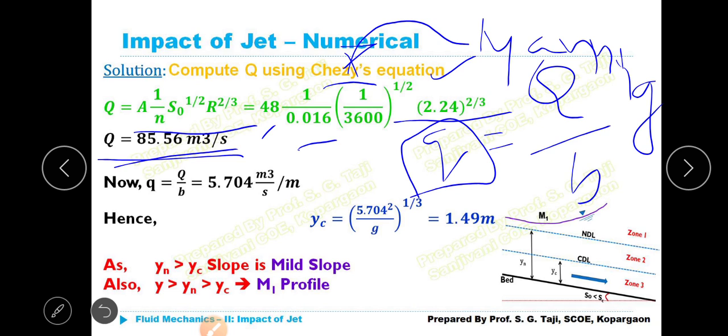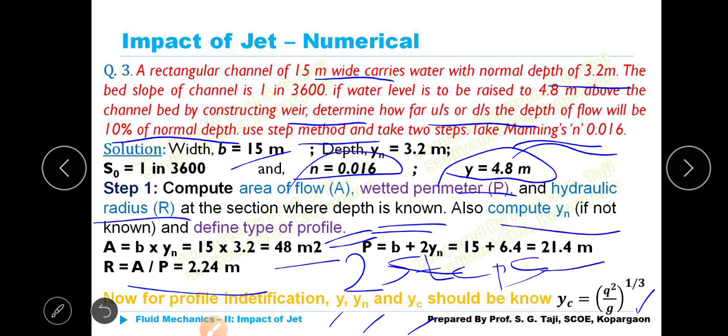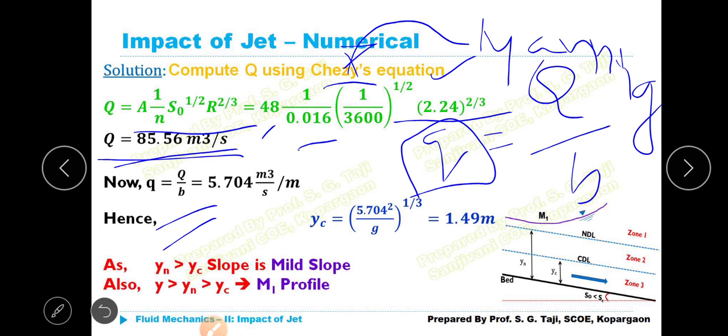Therefore capital Q is equal to 85.56 meter cube per second. Now small q is equal to Q by B. Capital Q divided by B, I have written and shown here. It is already printed here. It is equal to 5.704 meter cube per second per meter. If you divide this by B, what is B? 15 meter. So 85.56 divided by 15 will give you 5.704 meter cube per second per meter.